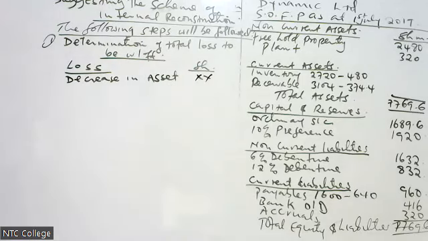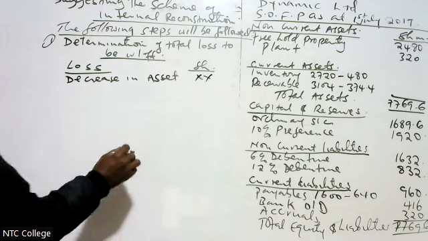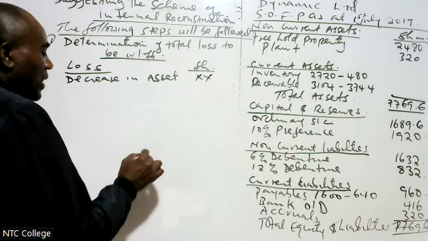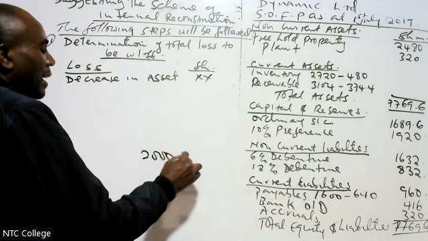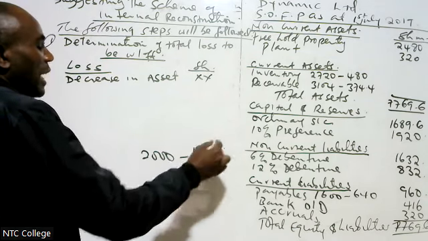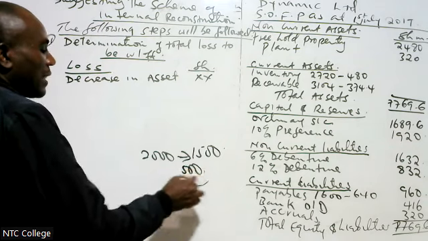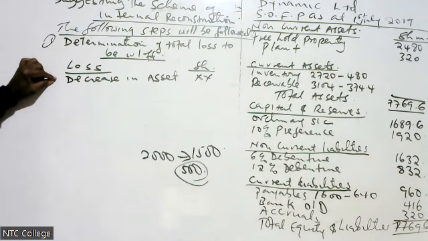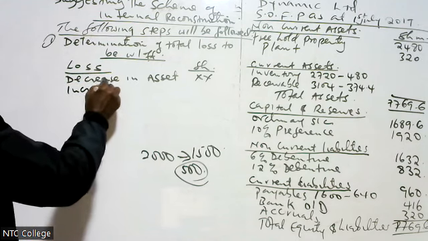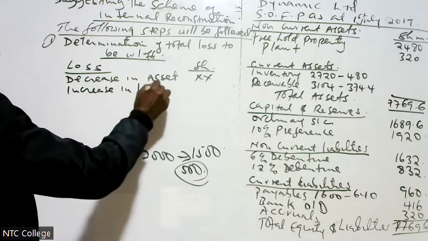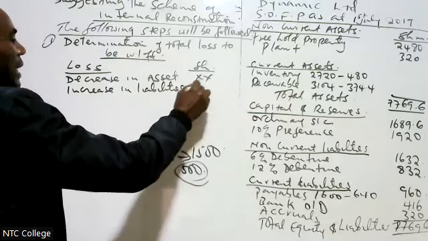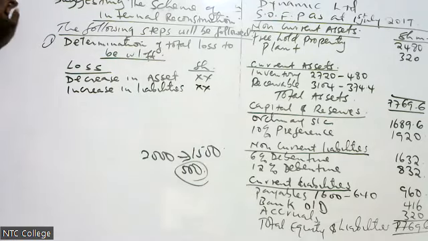That is a loss. For example, my good friends, when you check in the book value, in the balance sheet, the asset is 2,000. In the fair value, the asset is 1,500. Therefore, this asset has decreased in value by 500. That is a loss to the company. Increase in liabilities, that is a loss to the company. When liabilities increase, it is a loss to the company.